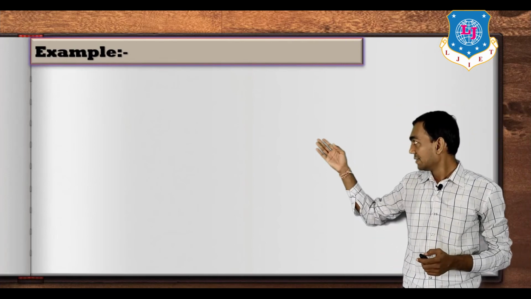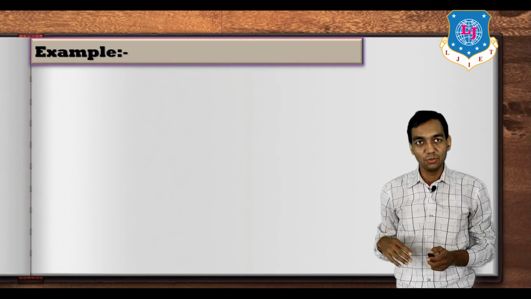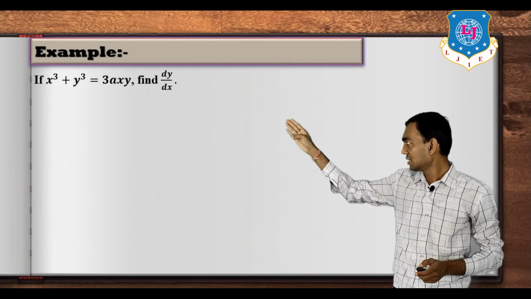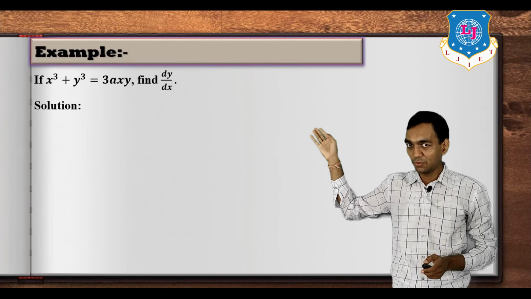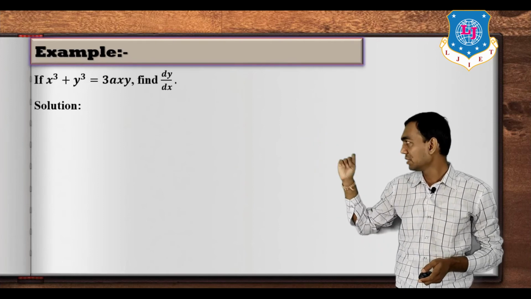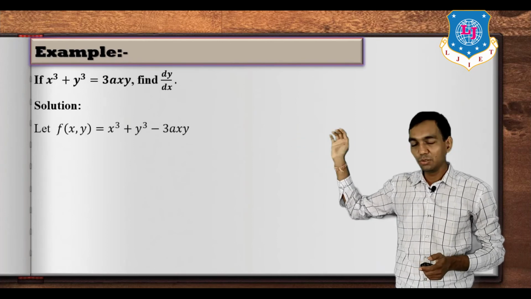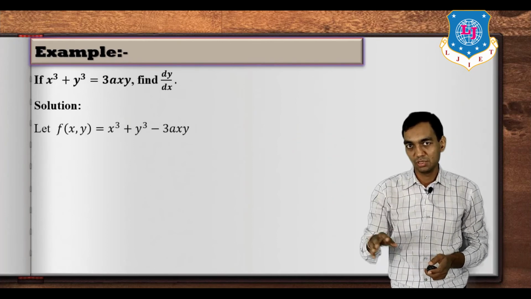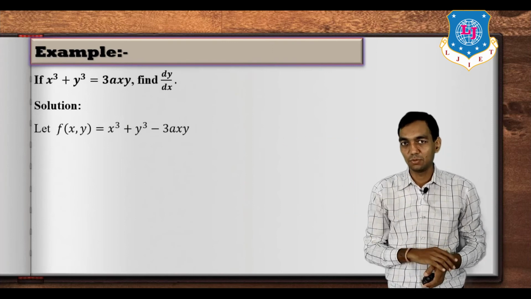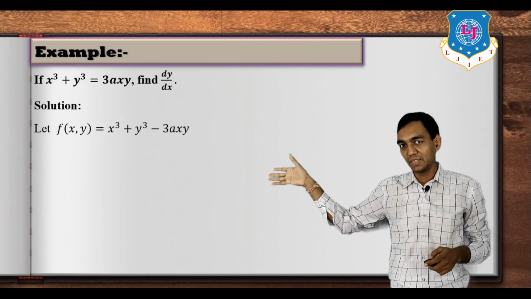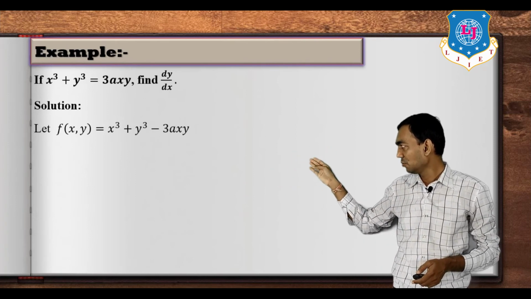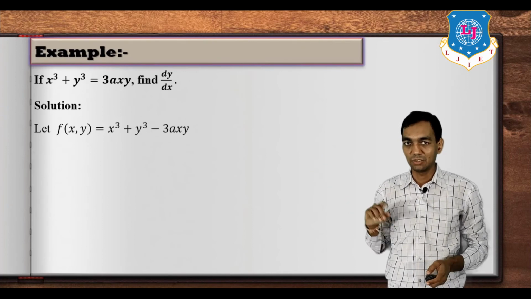Now we are going on to the example. If x cube plus y cube is equal to 3axy, then find dy/dx. Now see this, here you cannot write y in the form of x or x in the form of y. Correct? That means this is an implicit function. First of all, you have to write your equation in the form of equal to 0. That means you have x cube plus y cube minus 3axy is equal to 0. And we are going to take the left hand side as function f. So let f(x, y) be equal to x cube plus y cube minus 3axy.